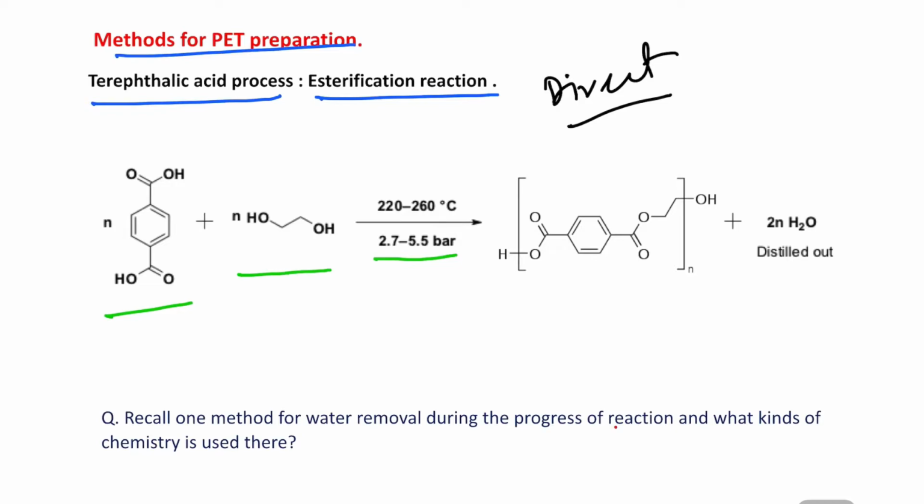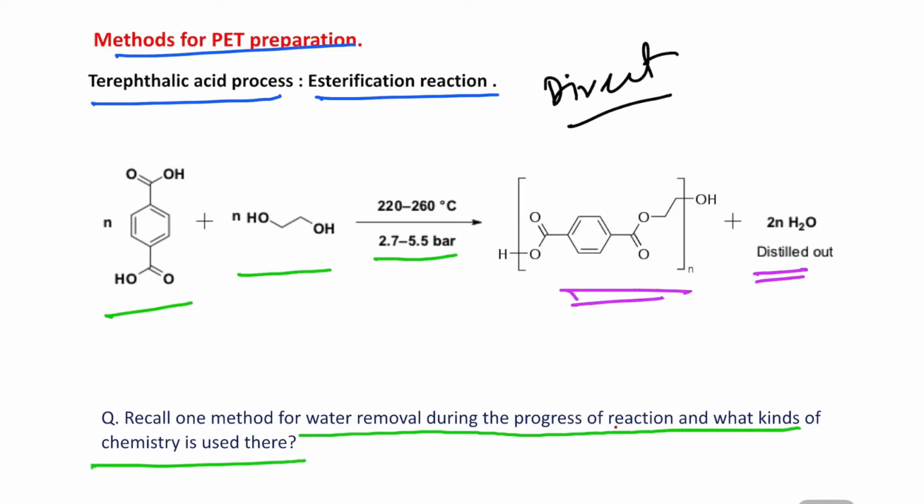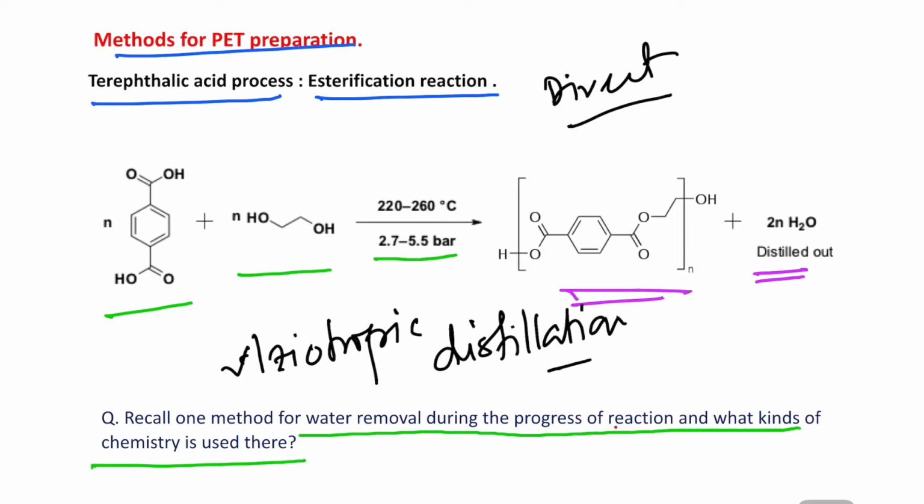So after this reaction, it produces the polymer. In this case water is produced, which is distilled out. Now recall one method for water removal during the reaction and what kind of chemistry is used there. One method which we generally use is azeotropic distillation, which is removal of water by using the formation of an azeotrope. For example, the toluene plus water azeotrope.